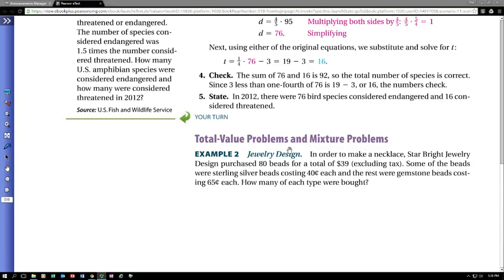Well, this is a total value problem that we're going to go through first. The next example is a mixture problem. I'll probably break that into a separate video. Well, let's go through this jewelry design.